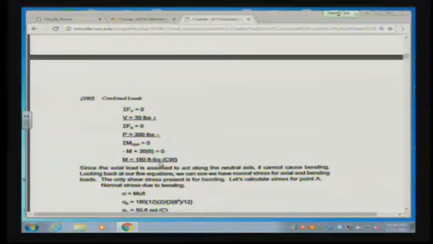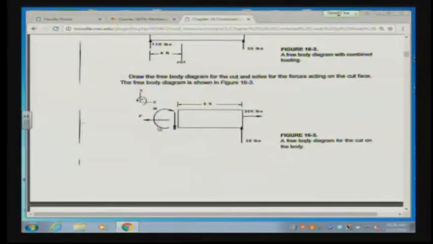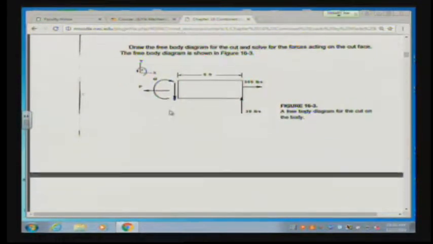This S bothers me as well. It really shouldn't be here, but that's neither here nor there. If you notice, he defines a positive moment as being clockwise, right? So that's the idea that he has right here. The moment that he's actually drawn here is counterclockwise. This is clockwise, so it's negative. But when he does that, he comes up with a positive moment, meaning that it's clockwise.